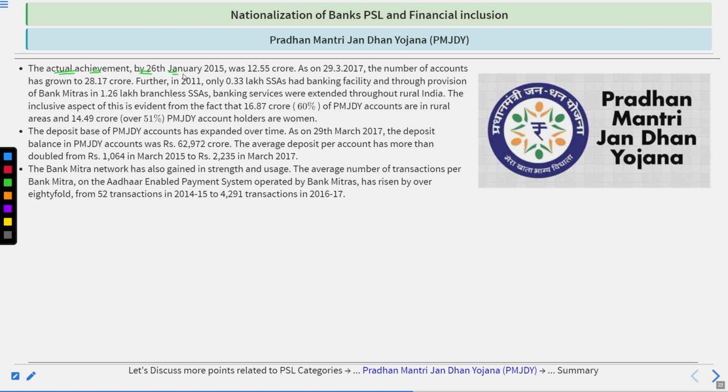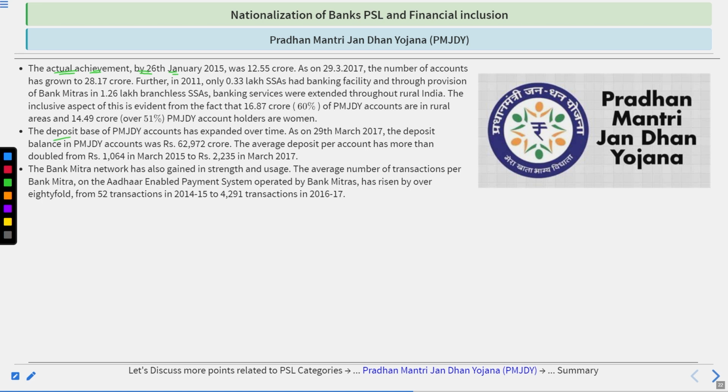As on 29 March 2017, the number of accounts has grown to 28.17 crores. Further, in 2011, only 0.33 lakh SSAs had banking facility, and through provision of Bank Mitras in 1.26 lakh branchless SSAs, banking services were extended throughout rural India. The inclusive aspect of this is evident from the fact that 16.87 crores, 60% of PMJDY accounts are in rural areas, and 14.49 crores or 51% of PMJDY account holders are women.